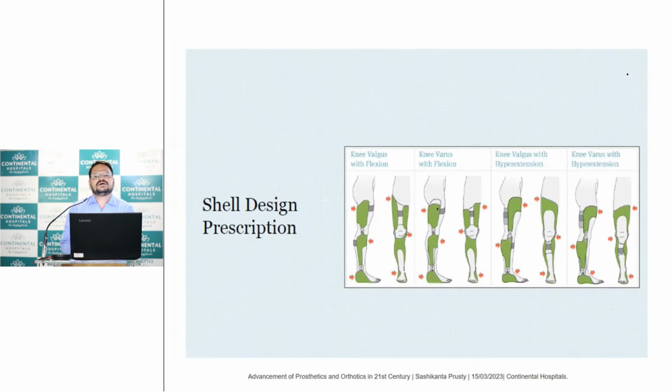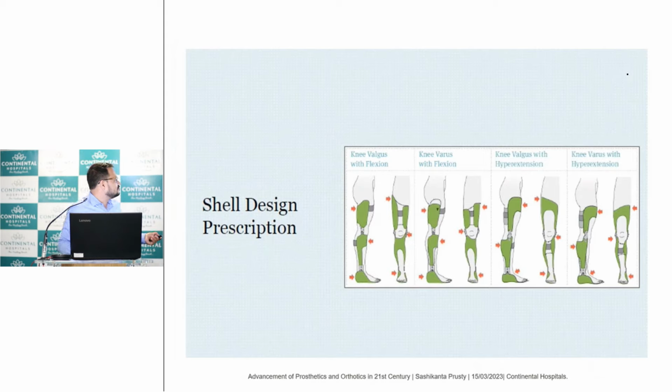Now, cell design is basically when we understand the load line analysis, then we decide a cell design. Here, these are all 3-point pressure systems. How are we controlling the condition of knee valgus with flexion deformity? This is a flexion deformity. If we see this in this plane, this is the corrective force, and these two are the forces that are counterparting.